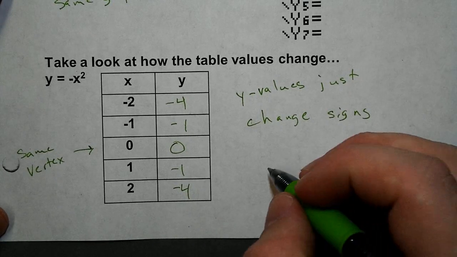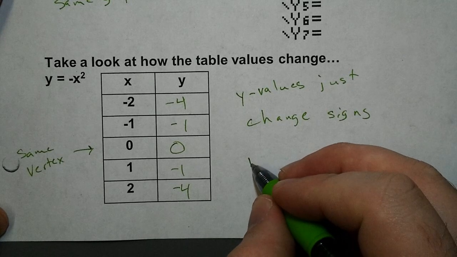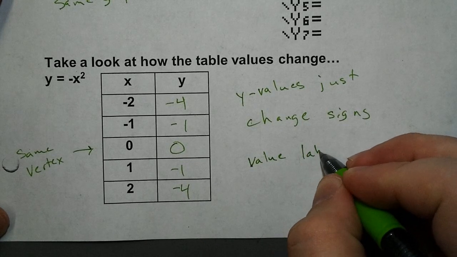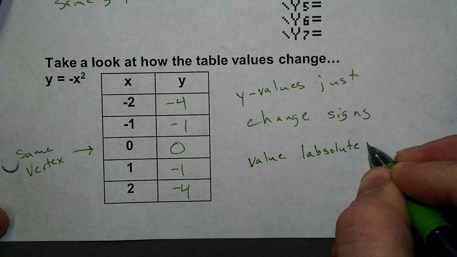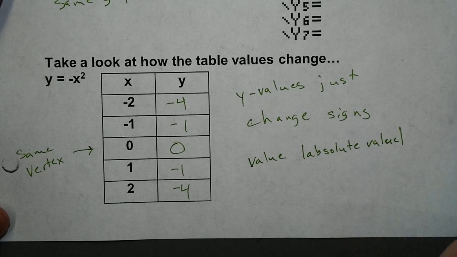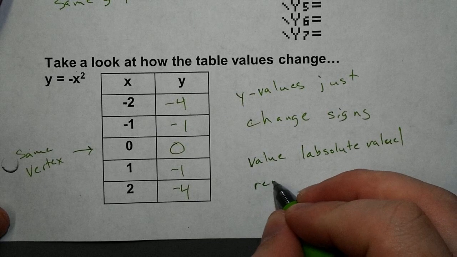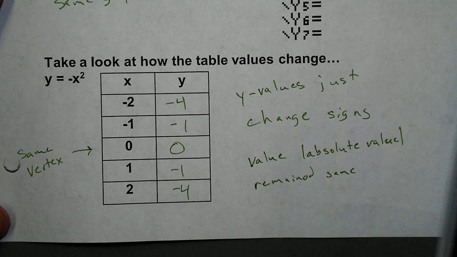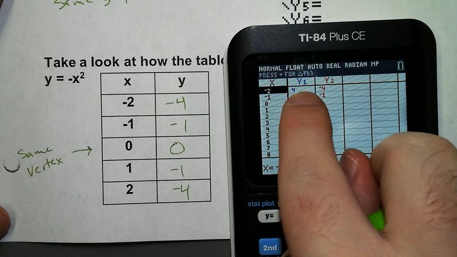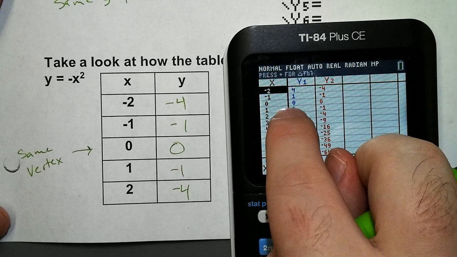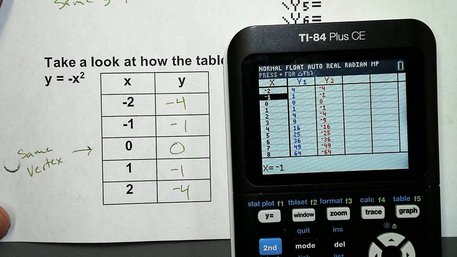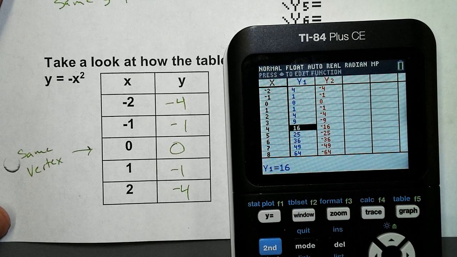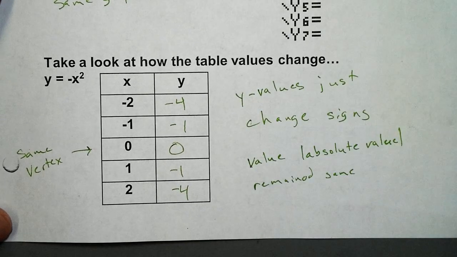Now, just as a side note, their value, or the absolute value to be technical, remained the same. Because all that happened was they changed signs. So like, look, 4, -4, 1, -1, 0, 0, 1, -1, 4, -4, 9, -9. Any value it had for y on our original, it's going to have the same y value, just going to be a negative sign. I'll stop the video here. We got one more.